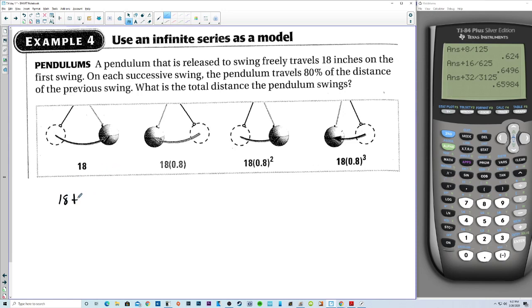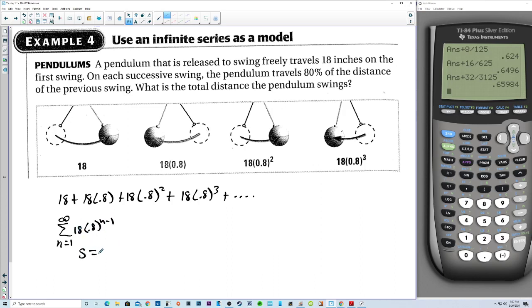The sum would be 18 plus 18 times 0.8, 80% of the previous swing, plus 18 times 0.8 squared, but you can always start back with a sub 1, plus 18 times 0.8 to the third, and so on. So this is n equals 1 to infinity of 18 times 0.8 to the n minus 1. Here's your a sub 1.